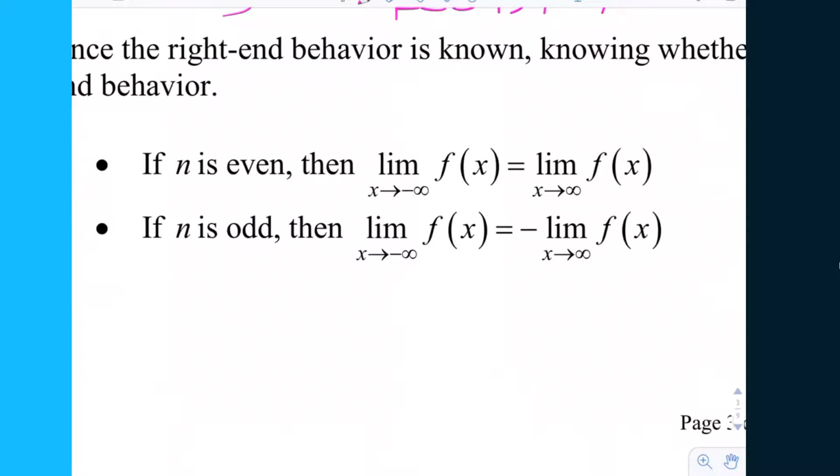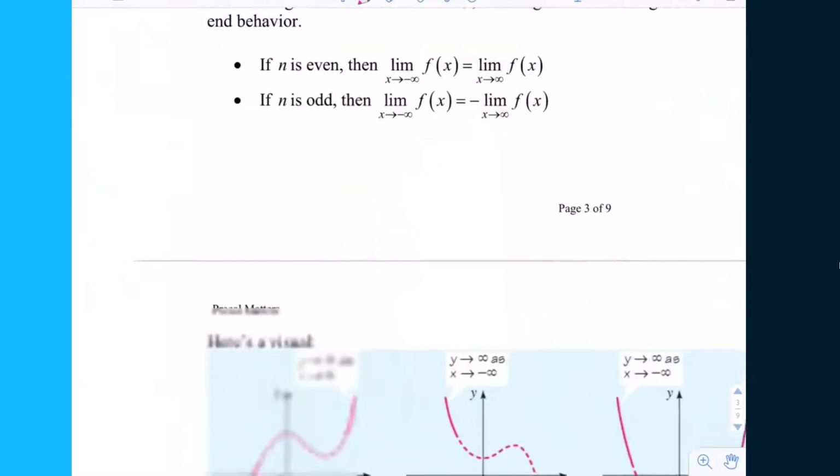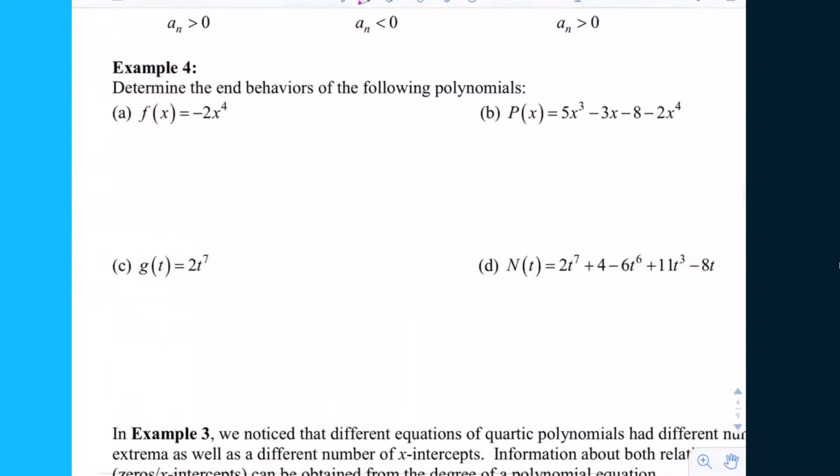X squared is an even degree polynomial, and positive x squared opens up, and negative x squared opens down on both sides. But if you have an odd degree polynomial, then if the right end behavior is positive, the left end behavior is negative. And if the right end behavior is negative, then the left end behavior is positive. In other words, the limits as x goes to negative infinity and positive infinity are the opposites of each other. They come in one side and go out the other side. Okay, got it? Let's try example 4 then, very quickly.